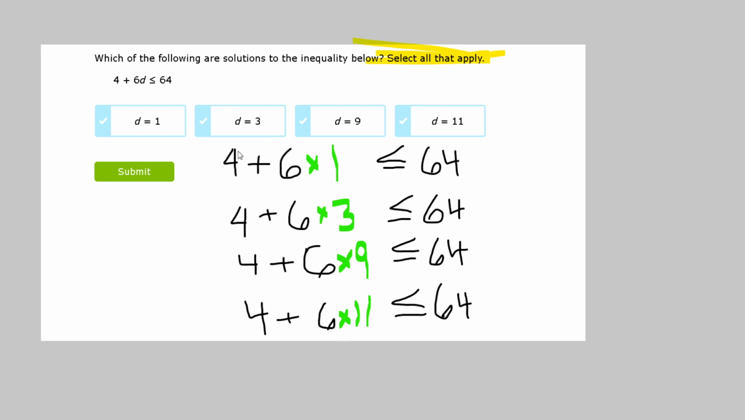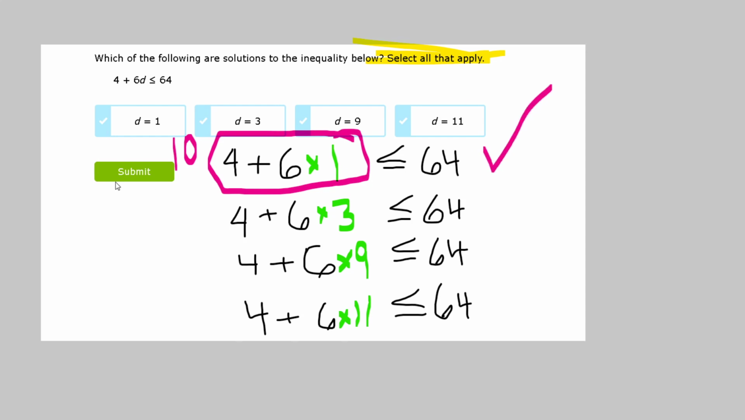6 times 1 is 6. 4 plus 6 is 10. 10 is less than 64. So this first one works. Let's try out this next one. I'll use blue. So we have 18. 6 times 3 is 18. Plus 4, 22. That works too.